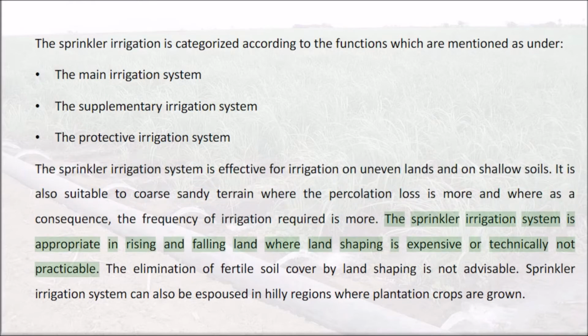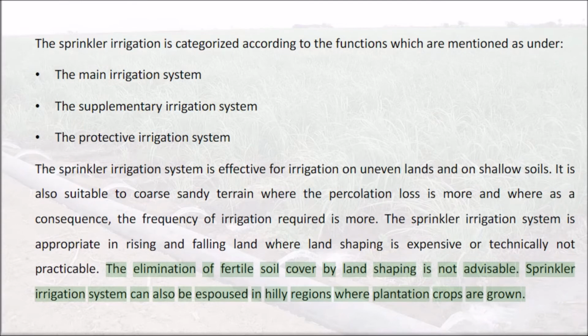The sprinkler irrigation system is appropriate in rising and falling land where land shaping is expensive or technically not practicable. The elimination of fertile soil cover by land shaping is not advisable. Sprinkler irrigation system can also be espoused in hilly regions where plantation crops are grown.